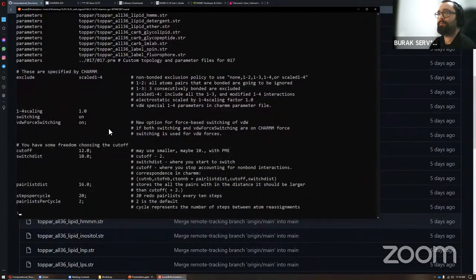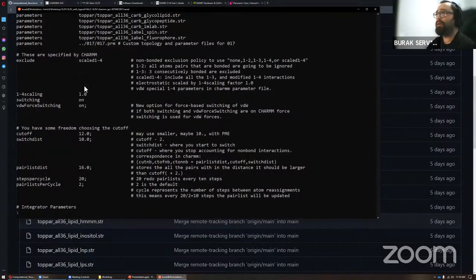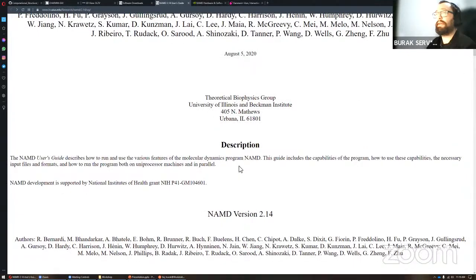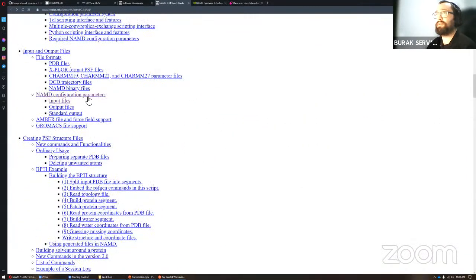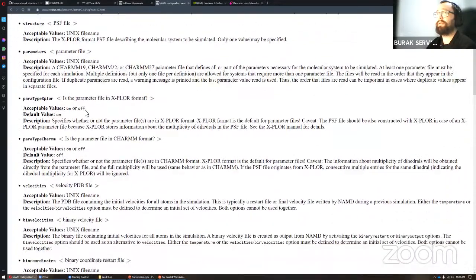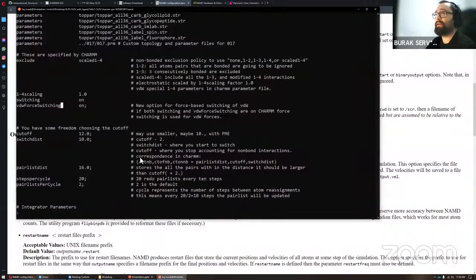And I said I cannot explain everything in this part because we have a lot of options, but you can check all the features or these commands in the NAMD user guide, and it's here. And again, I'm sharing this link in the chat box, and you can find all parameters in this part. For example, NAMD configuration parameters for the input part. You can see coordinates, structure, parameters, and you can find a lot of options for your MD simulation. But for today, we're going to continue with the basics, so I don't want to change default settings. And you can also read the information or description for these commands.